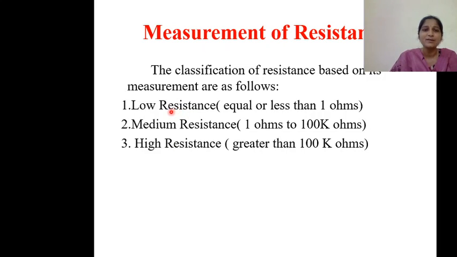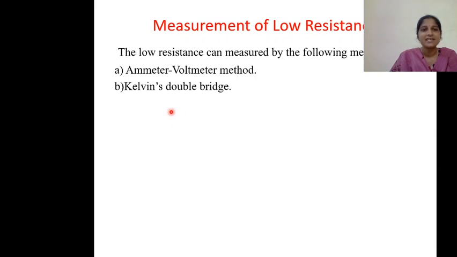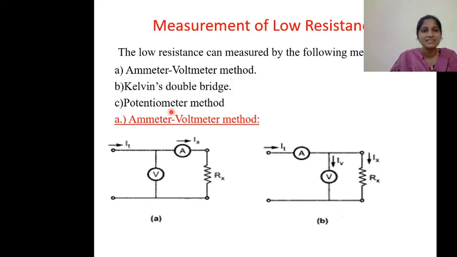So coming to the low resistance, first topic, measurement of low resistance. The methods used to measure low resistance are the ammeter voltmeter method, Kelvin's double bridge method, and the third one, potentiometer method. These three methods are used to measure the low resistance. In that, the first one is the ammeter voltmeter method.